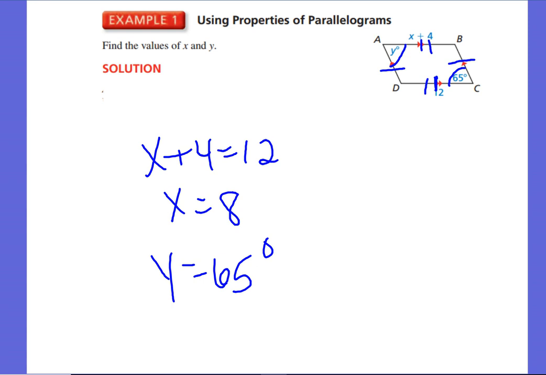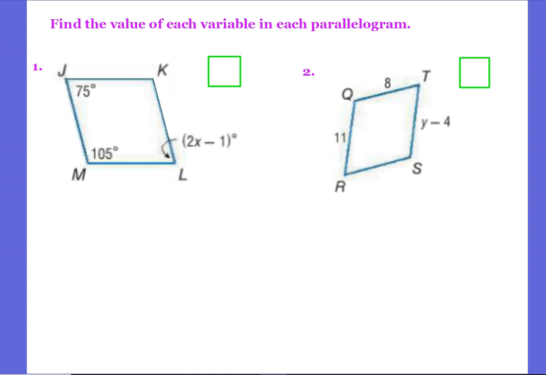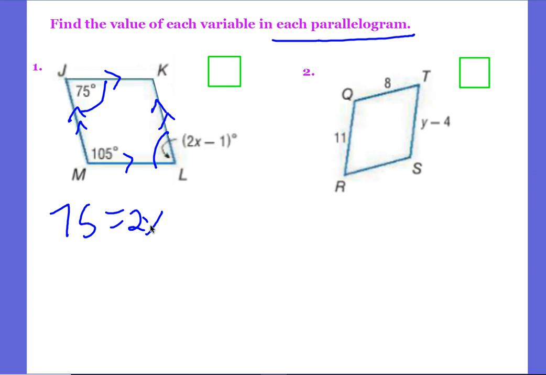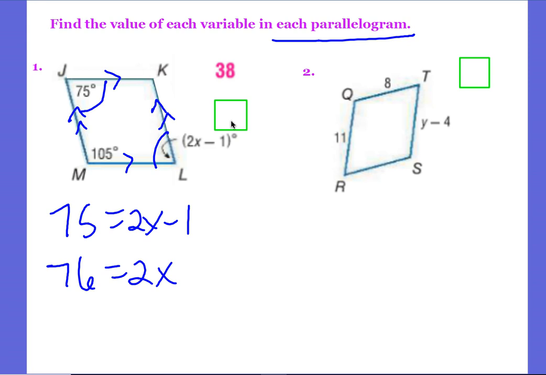Let's take a look at a couple other ones. We see here again, it says it's a parallelogram, so just because it didn't give us the arrows, it does tell us that they are parallelograms. So meaning that 75 and this angle L are equal to each other as well. So 75 is equal to 2x minus 1. So really in the end, we have 76 is equal to 2x. And when we divide by 2 on both sides, we see that x equals 38. Okay?